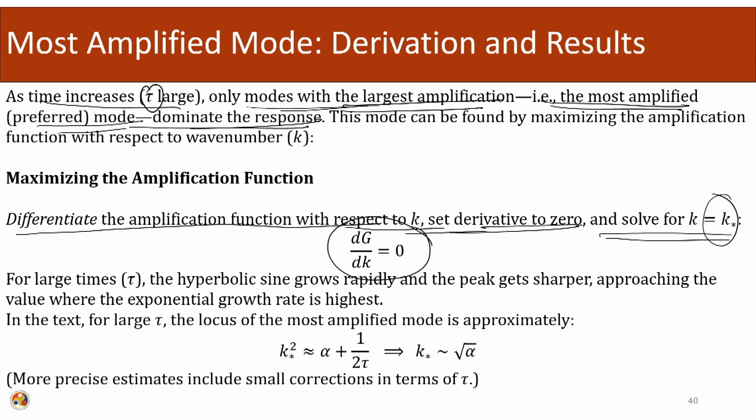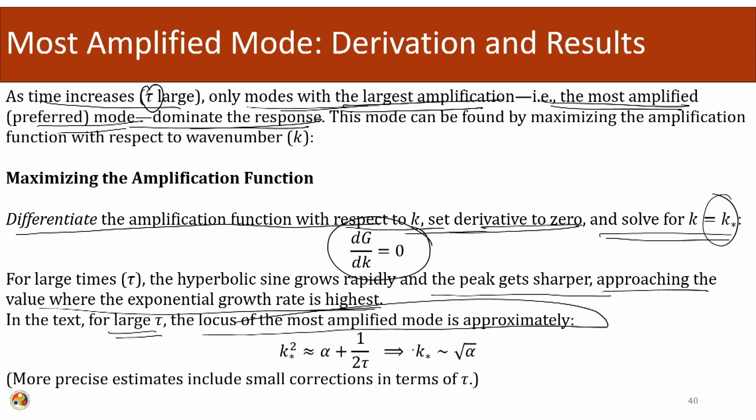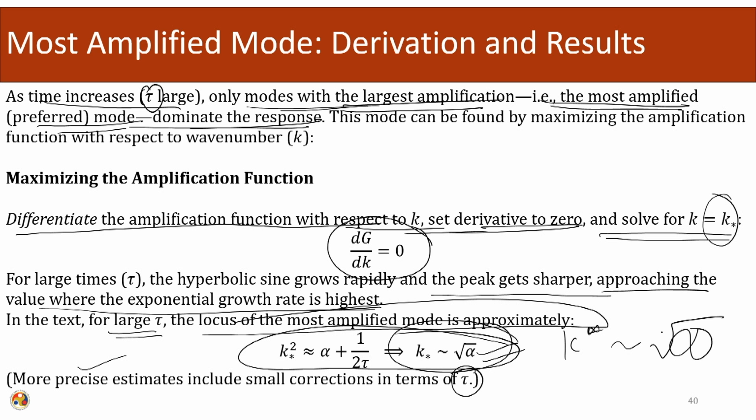So, for large time tau, the hyperbolic sine grows rapidly and the peak gets sharper, approaching the value where the exponential growth rate is the highest. So, for large tau, the locus of the most amplified mode is approximately given by this function. This is an approximate solution, and more precise estimates include small corrections in terms of tau. So, if we write down k star, it approximately equals root over alpha. So, this will give me the most amplified mode.